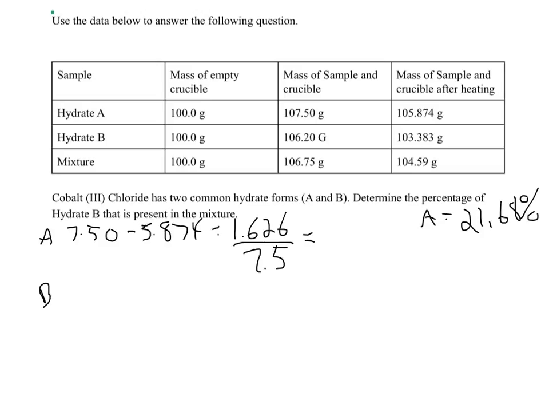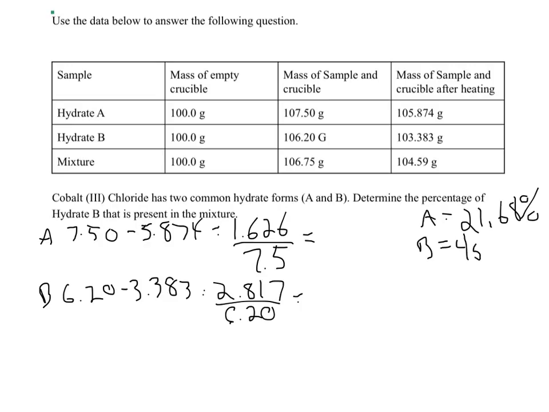Hydrate B starts out at 6.20, ends up at 3.383, which means it was 2.817 grams of water out of 6.20 total grams. Work that out, and we end up with 45.43%.